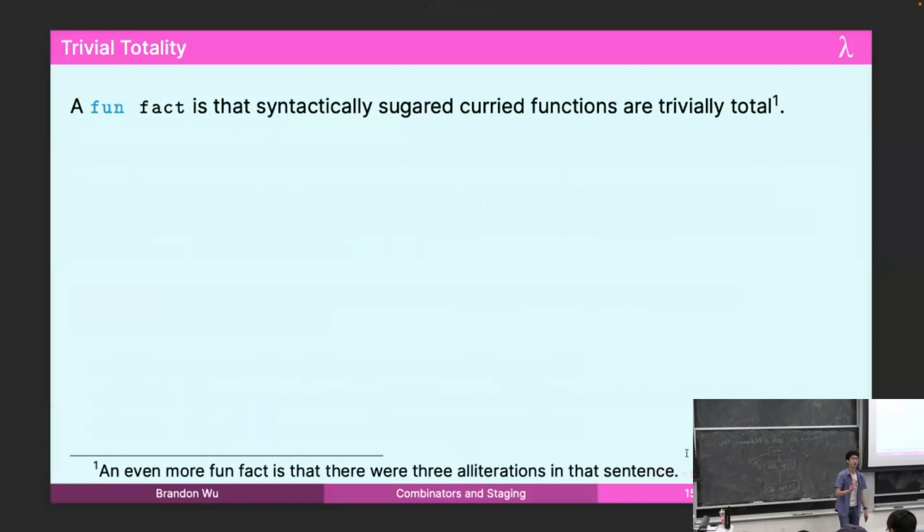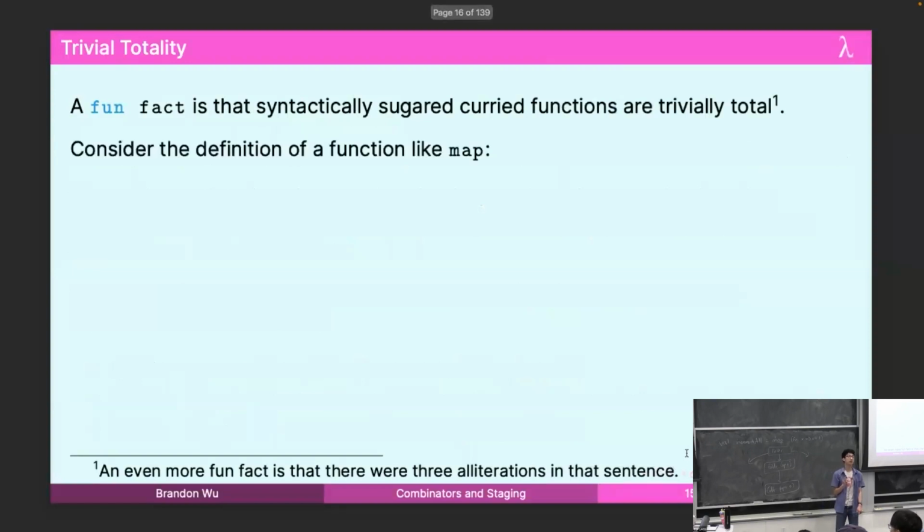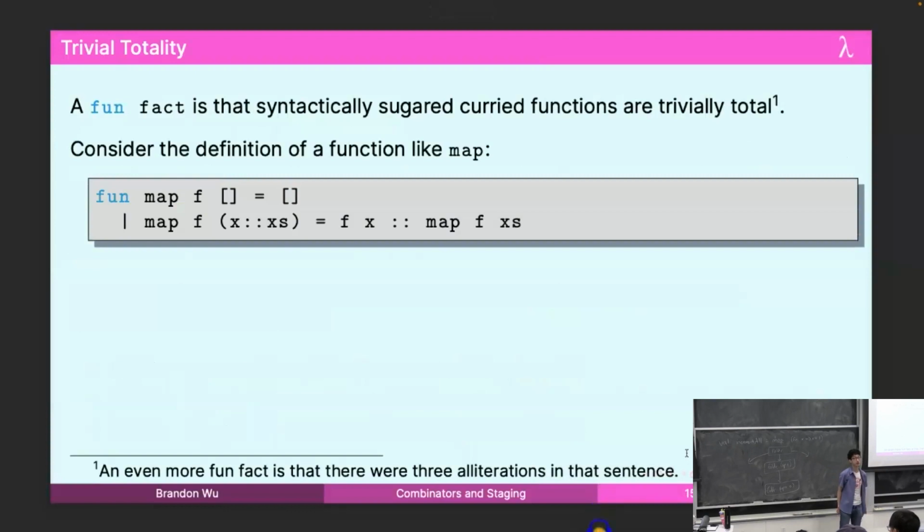All right, and here's another fun fact for you, and I'll make this claim to you. Syntactically sugared curried functions are trivially total. And yes, that sentence had 3 alliterations in it. Consider the definition of map, like so, written back there.